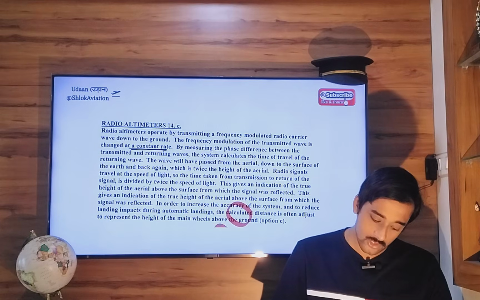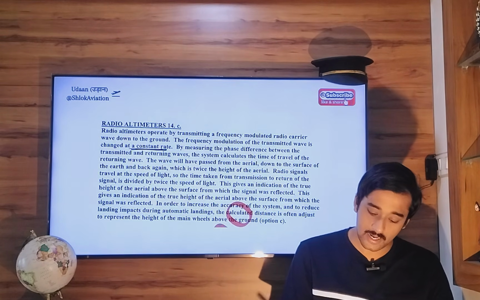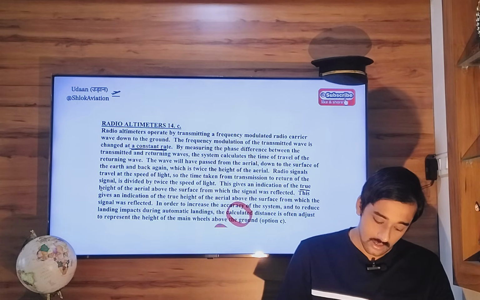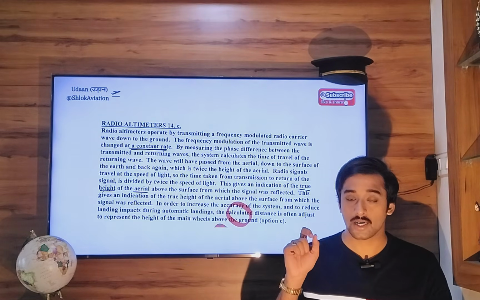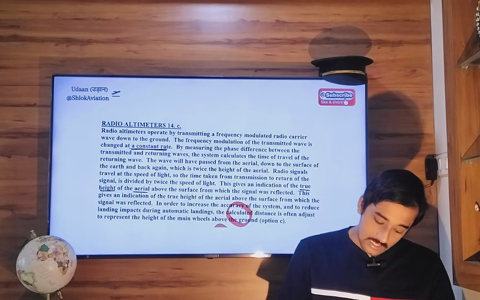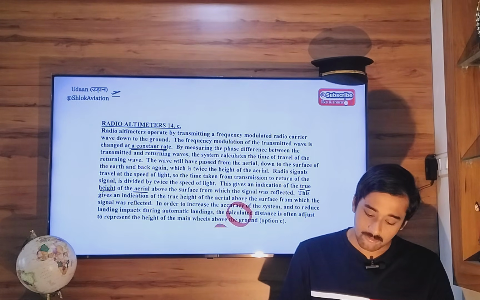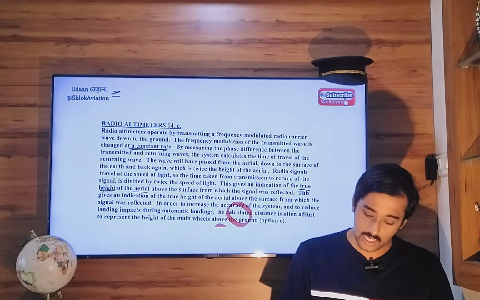This gives an indication of true height of the aerial above the surface from which the signal was reflected. So remember, it's true height of the aerial, not of the aircraft, but of the aerial which is attached to the aircraft, above the ground. In order to increase the accuracy and to reduce landing impacts during automatic landings, the calculated distance is often adjusted to represent the height of the main wheels above the ground.